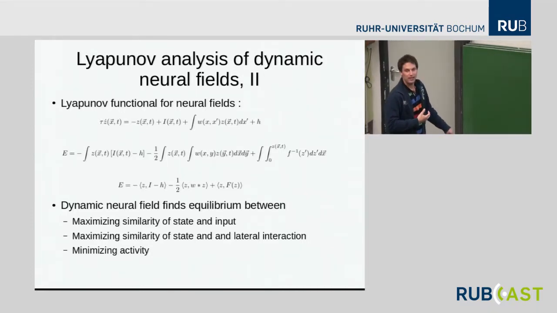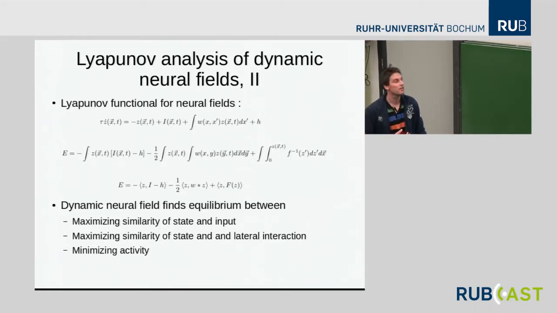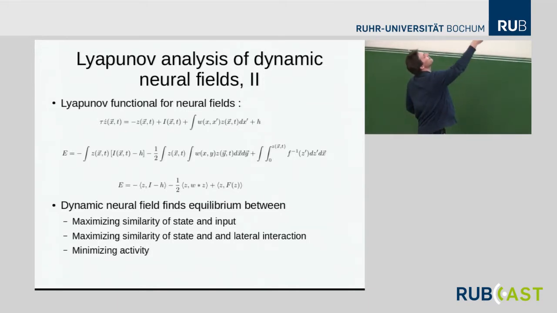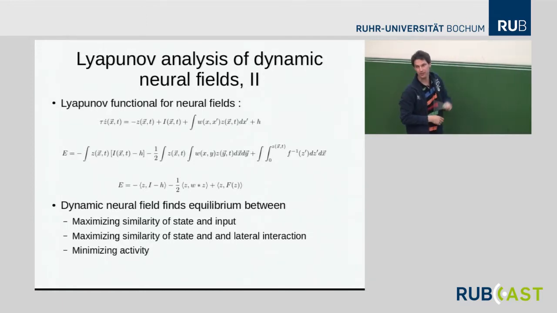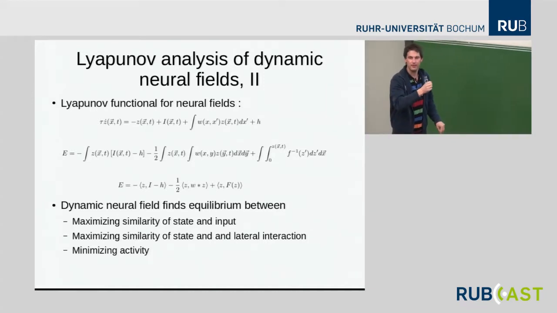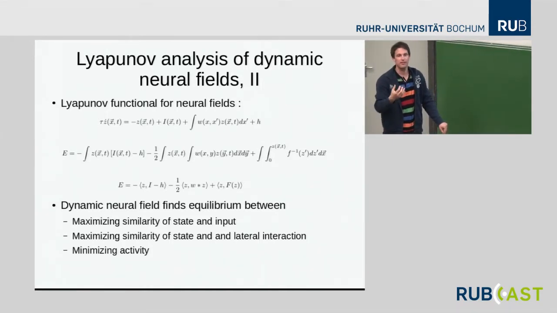So now we can see a little bit better what a neural field does. Could you repeat the second term? The second term is just a shorthand for the convolution of the field state with the lateral interaction kernel. So you try to find the similarity between the field state and the field state convolved by lateral interaction. If the field state, for example, is perfectly aligned with lateral interaction, then this term will be high.